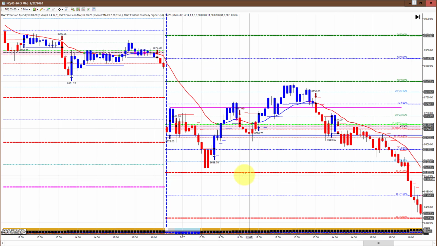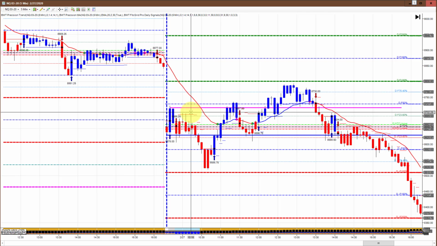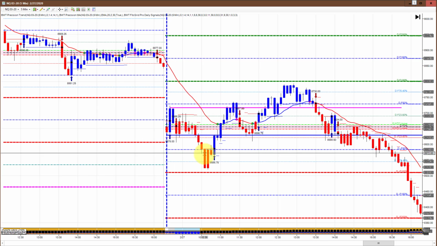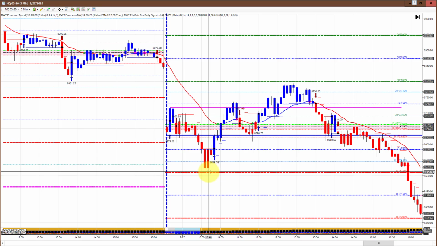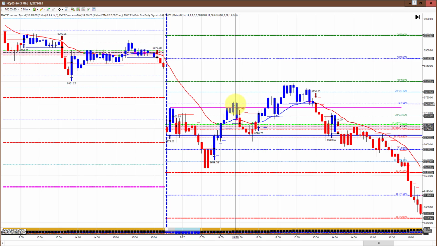Here's the 100% level in red. So first it traded up to the 50% level, first couple of bars, and then down to 100% of the range, then back up to 50% of the range.